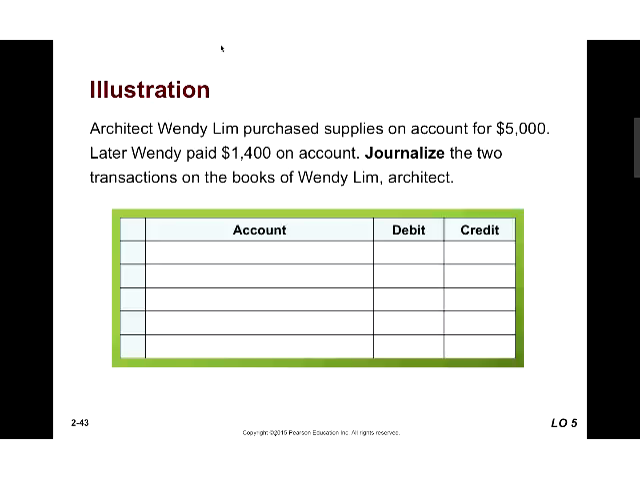So we have an example here. The architect purchased supplies on account for $5,000 and later paid $1,400 on account. Journalize the two transactions.